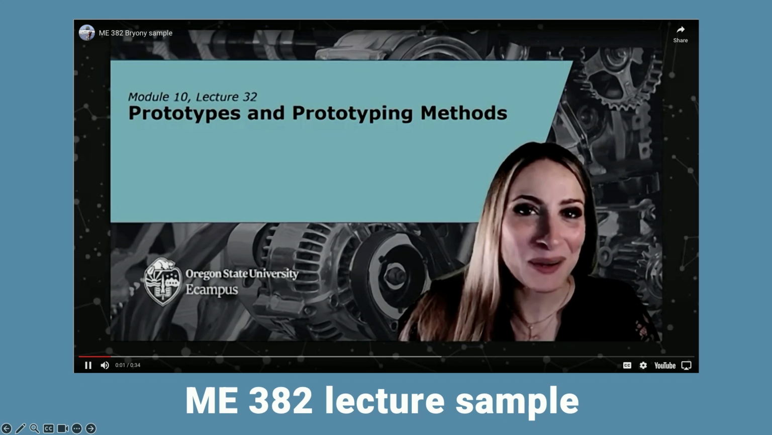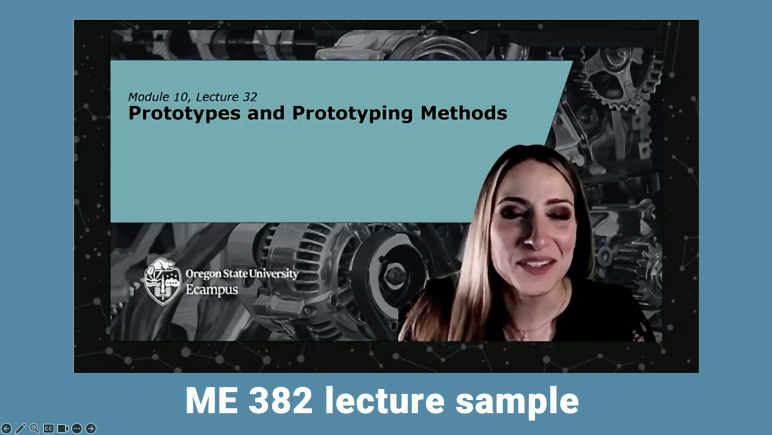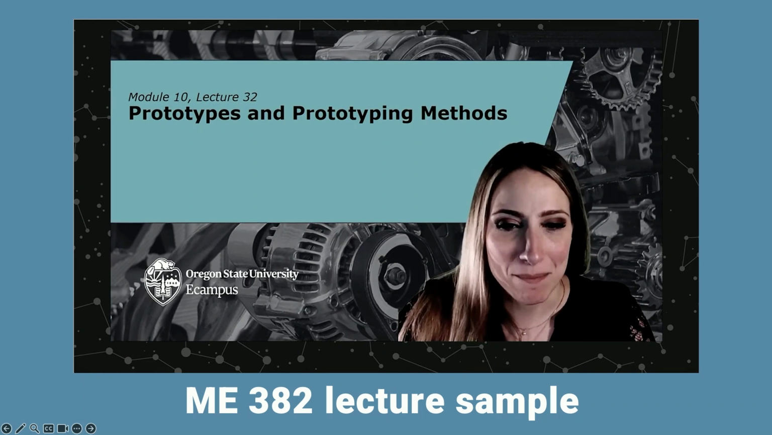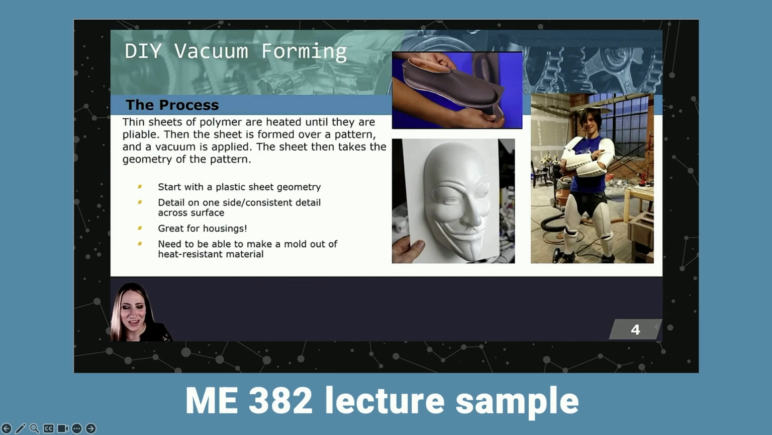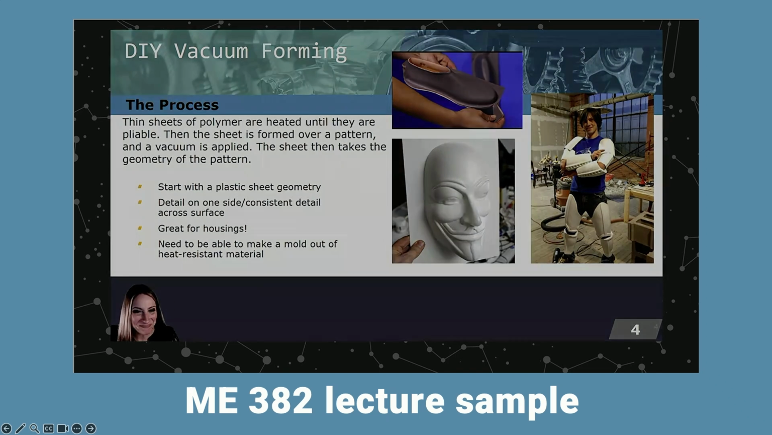Hello, my friends. Welcome to Module 10. This is Lecture 32, Prototypes and Prototyping Methods. So let's start with vacuum forming. Vacuum forming can be a DIY process. Vacuum forming is a specialized kind of thermoforming. So we've got some examples over here. We've got this Guy Fawkes mask. So this is the plastic sheet that has been pressed down over a pattern of this mask. This is my friend Zach, who built his own vacuum former and then vacuum formed an entire stormtrooper costume. So I guess the possibilities are pretty endless.